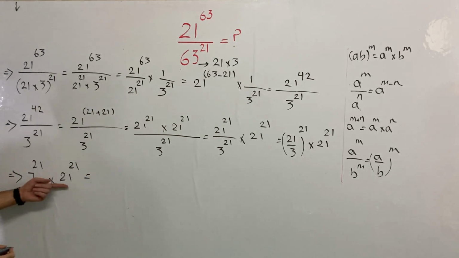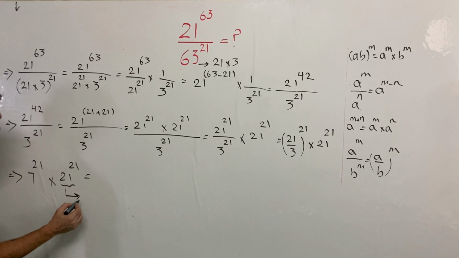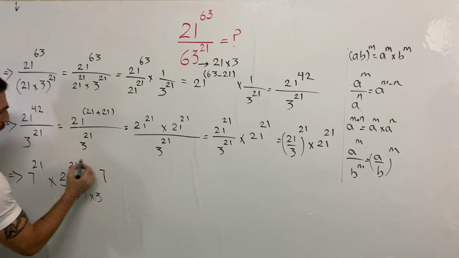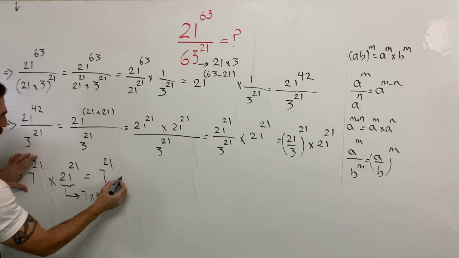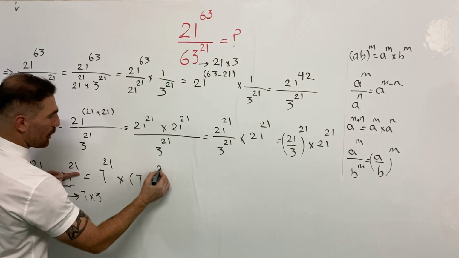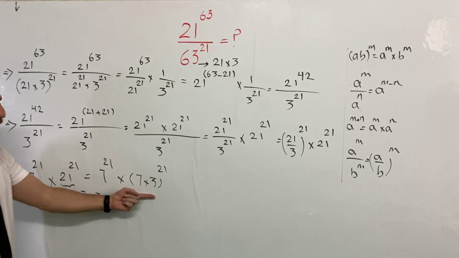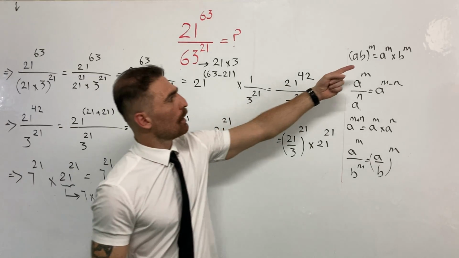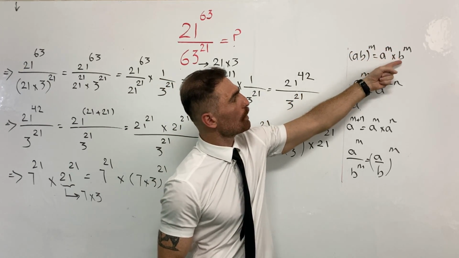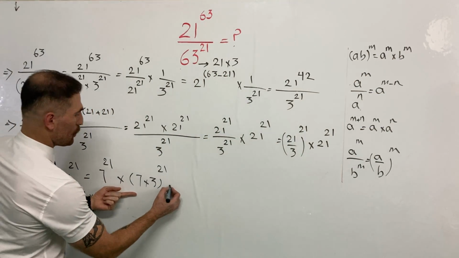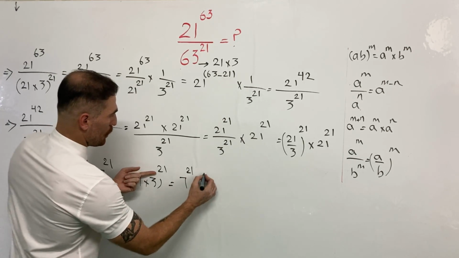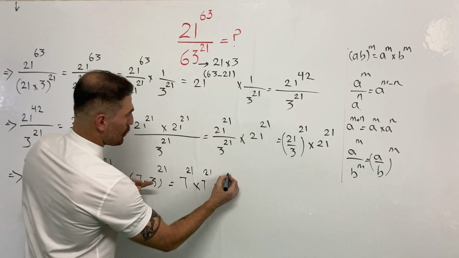What is the next step? This 21 can be written in the form of 7 times 3, right? So let's write it. 7 raised to the power of 21, this one, times 7 times 3 raised to the power of 21. So what is this? Again, this rule: ab raised to the power of m can be written in the form of a to the power of m times b to the power of m. So it is going to be 7 raised to the power of 21 times 7 raised to the power of 21 times 3 raised to the power of 21.